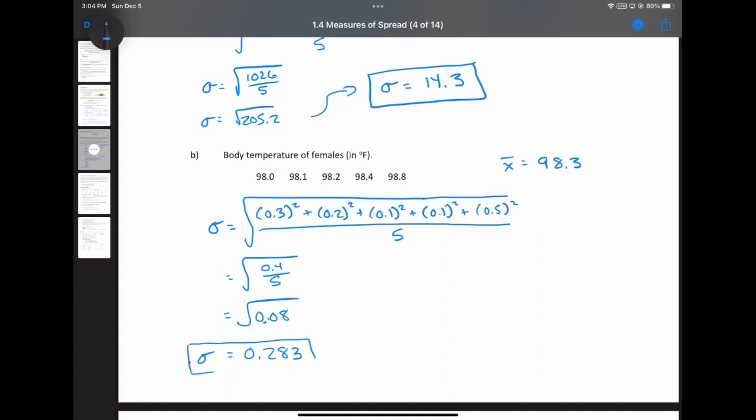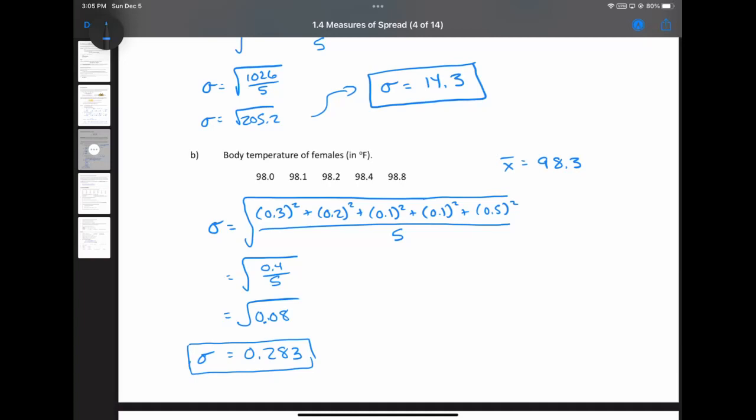Okay, so as predicted, a much smaller, much closer packed group of numbers. So all these numbers are very close to each other. The highest is 98.8, the lowest is 98. They're pretty close. It's going to have a fairly small standard deviation, just a little over a quarter.